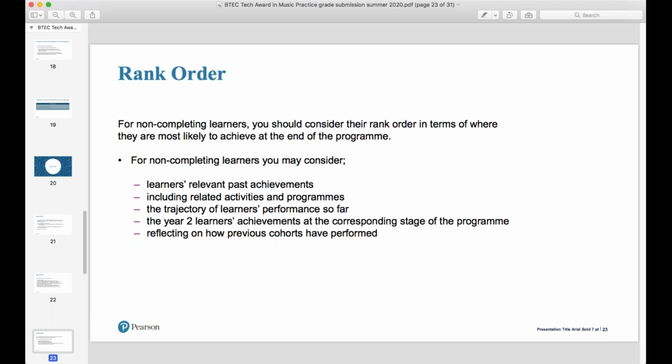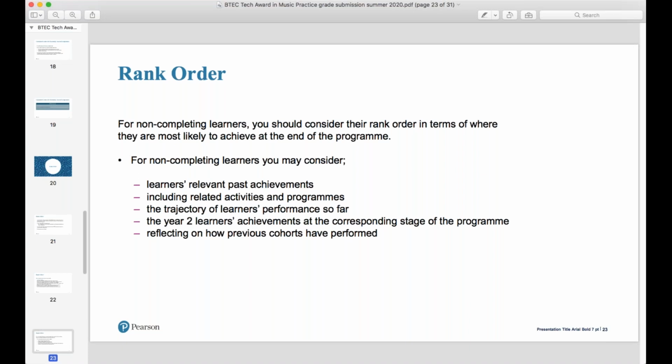So when you're considering the non-completing learners alongside the learners that are completing, you may want to consider a few things as well. This could include learners' relevant past achievements. So if they've completed any courses that you're aware of that are relevant to the program, you may want to consider the trajectory of the learner's performance so far on the program and where they may achieve at the end of the course.